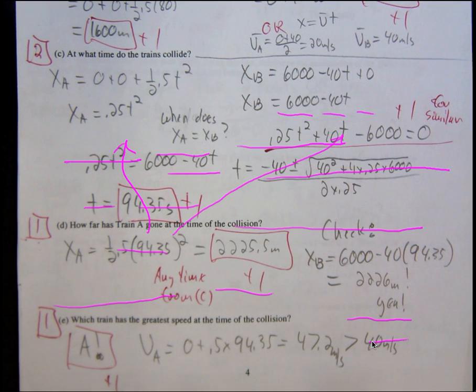And which train has the greatest speed at the time of the collision? The question is, did train A end up going more than 40 meters per second? Because train B was always going 40. You can find that out by just multiplying the acceleration times the time. And yes, it's going a little bit faster, so train A.